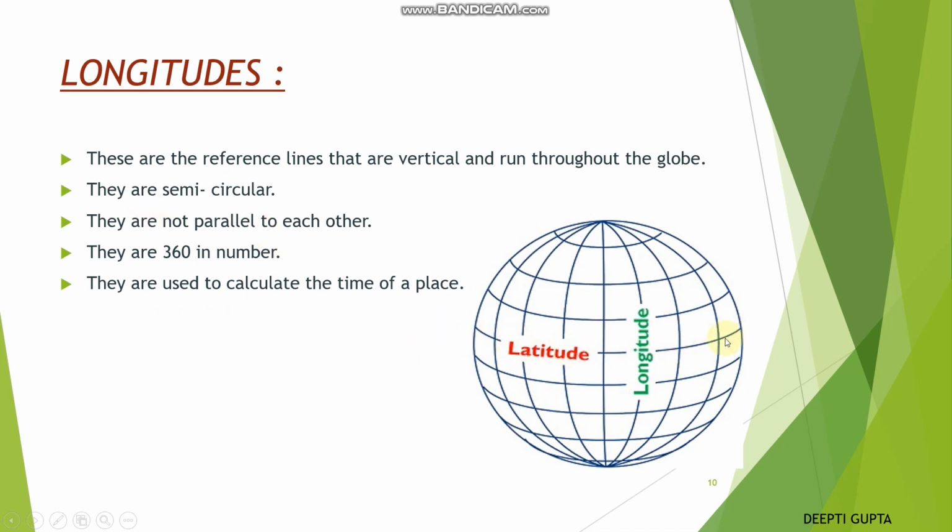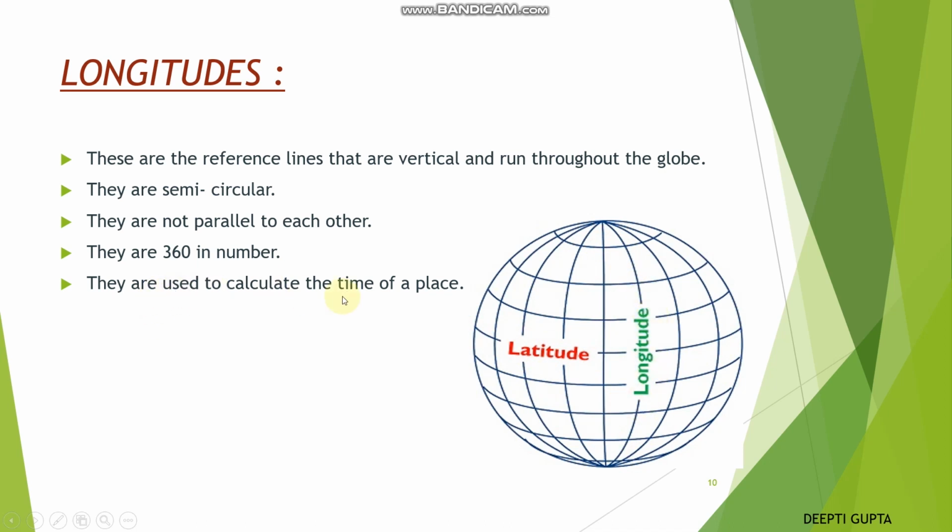Latitudes are circular, longitudes are semicircular. Latitude lines are parallel to each other, but longitudes are not parallel to each other. Number wise, longitudes are 360 in number, whereas latitudes are 180 in number, right? So longitude lines are double.